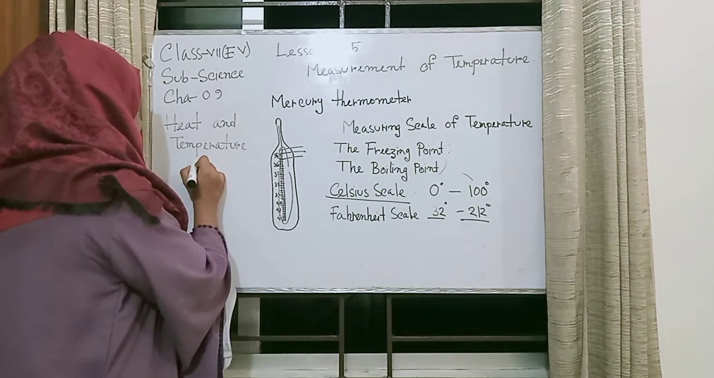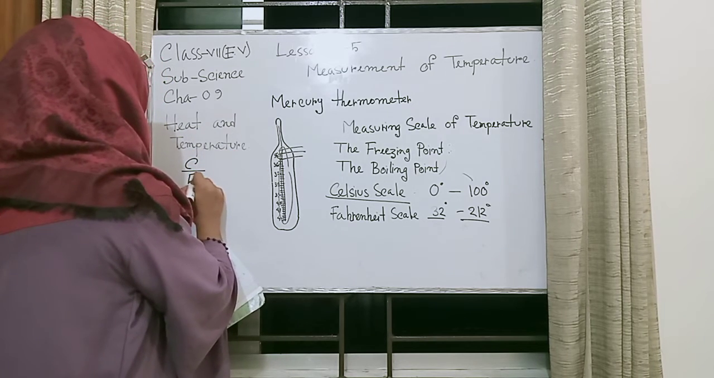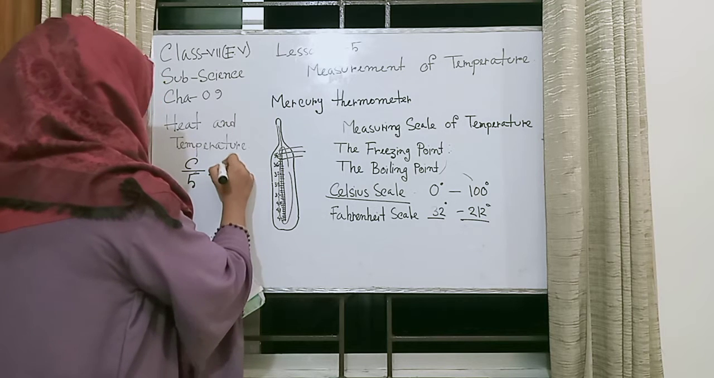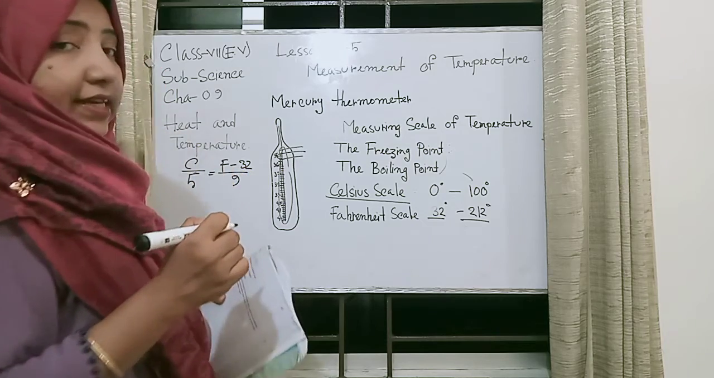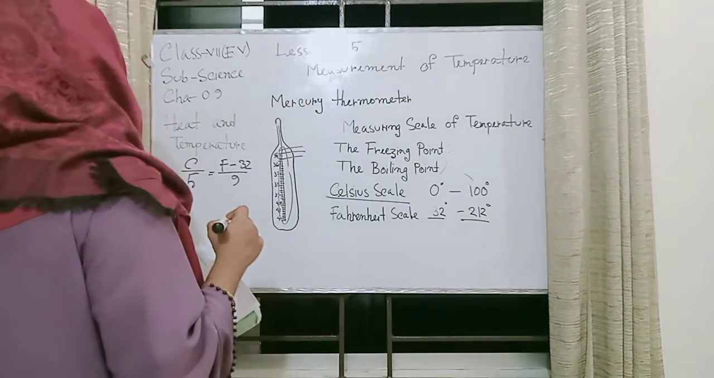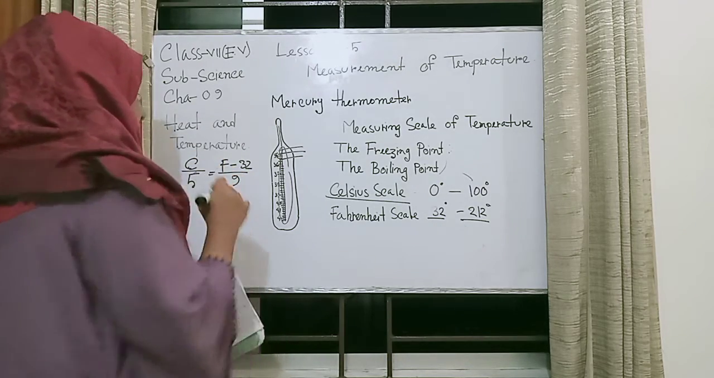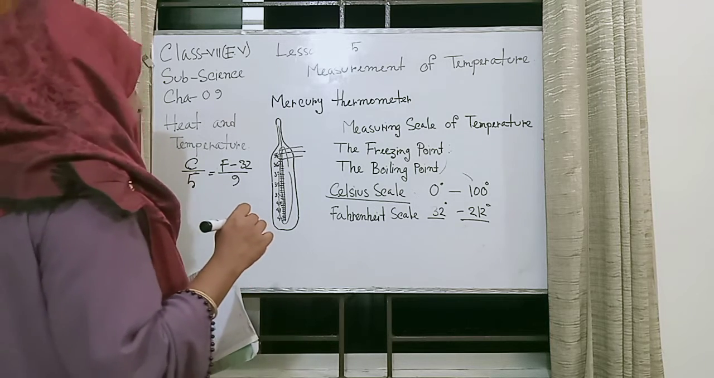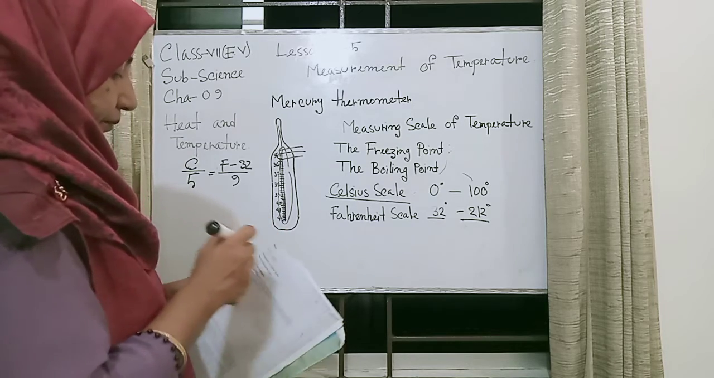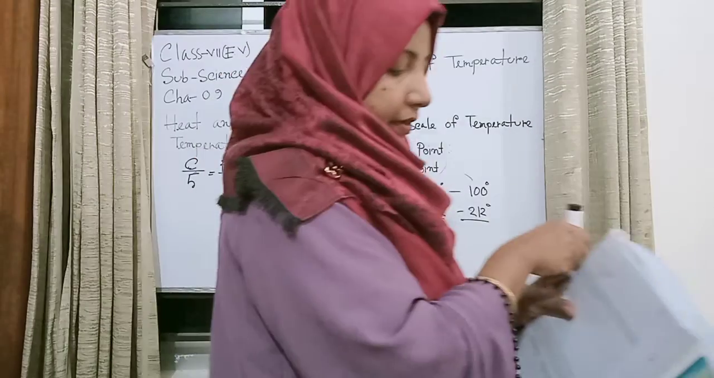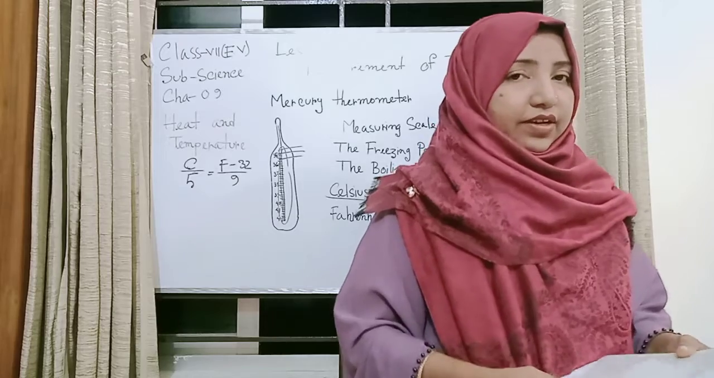Basically, C divided by 5 equals F minus 32 divided by 9. It is the equation. Here C means Celsius and F means Fahrenheit. So the equation is C divided by 5 equals F minus 32 divided by 9. Here C is the temperature in the Celsius scale and F is the temperature in the Fahrenheit scale.